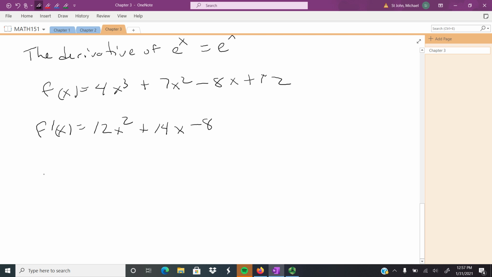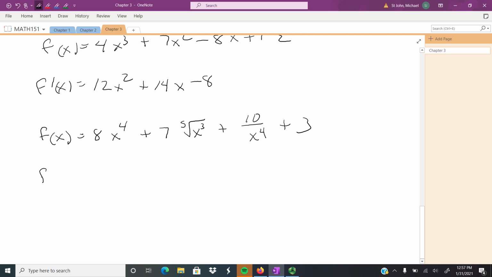Now let's look at another one. f of x equals 8x to the 4th, plus 7 times the 5th root of x cubed, plus 10 over x to the 4th, plus 3. But the first thing we want to do is rewrite it so everything is on the same line. So this is 8x to the 4th. This is 7 times the 5th root of x cubed, which we can rewrite as an exponent, so it'll be x to the 5 thirds. And then we can bring the x up top by changing the exponent to a negative.